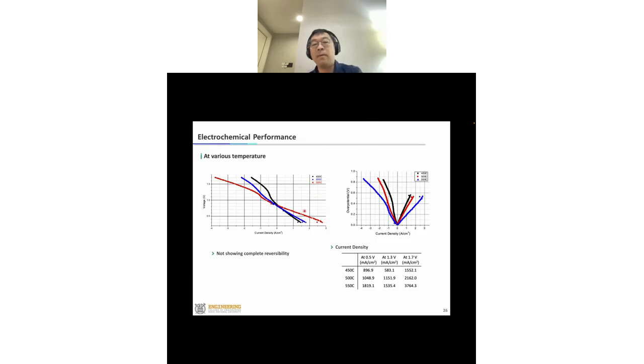So we found that this type of thin film structure, and all this physical vapor deposition process, can actually make a successfully working electrode and electrolyte structure for the solid oxide cells.